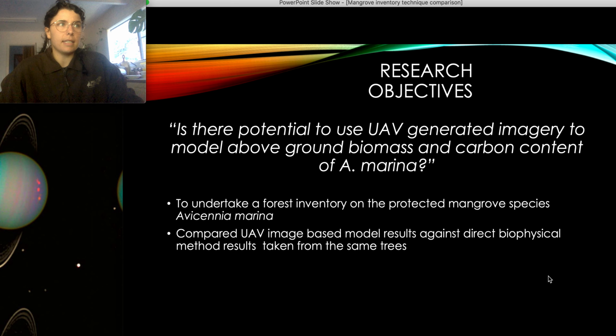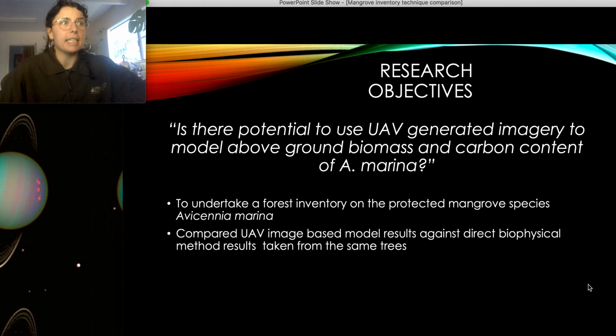Alright, so the study explored the potential of unmanned aerial vehicle imagery to create 3D models of mangrove tree structure to estimate above ground biomass and carbon. The study was undertaken in South Australia, where forest inventory was conducted on a mangrove forest composed of Avicennia marina, which is a protected species. However, researchers were able to obtain trees removed destructively as part of a road project.